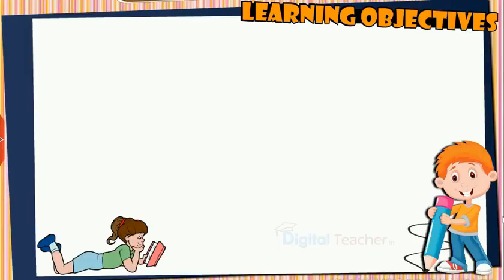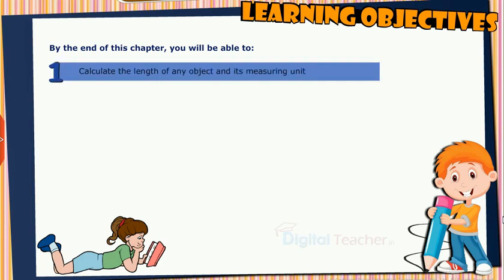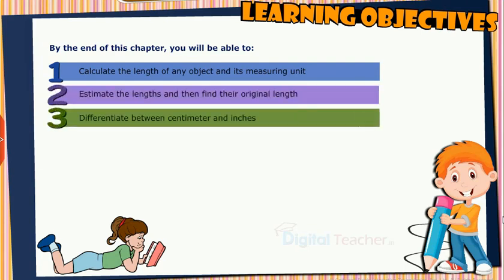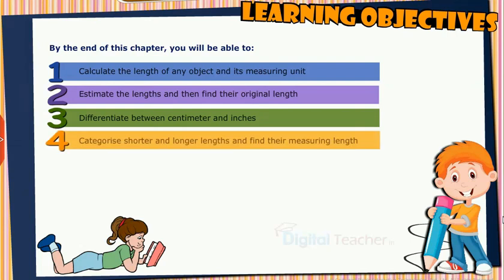Learning objectives. By the end of this chapter, you will be able to calculate the length of any object and its measuring unit, estimate the lengths and then find their original length, differentiate between centimeter and inches, categorize shorter and longer lengths and find their measuring length.